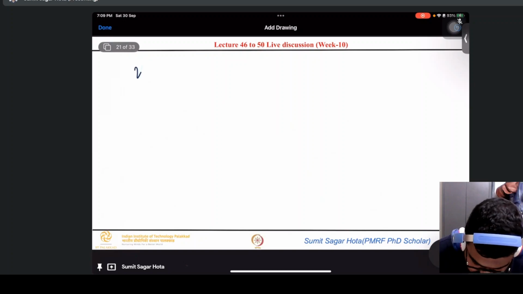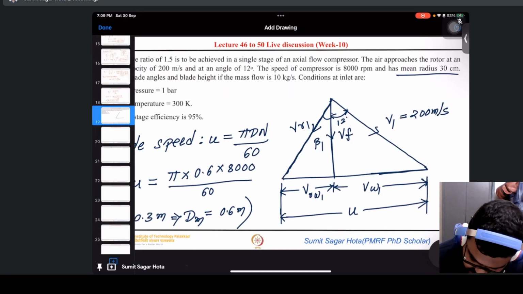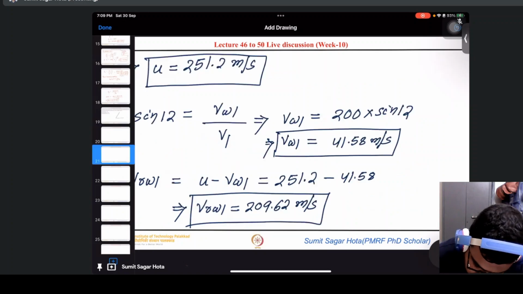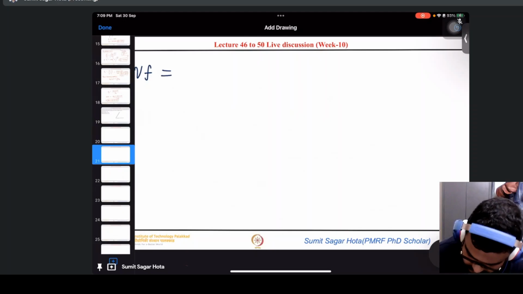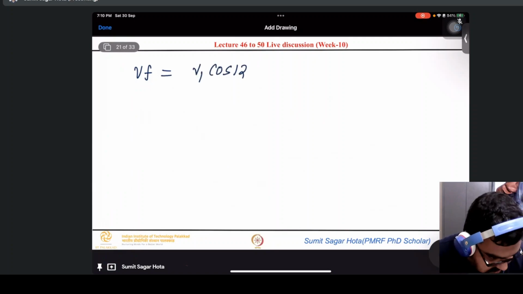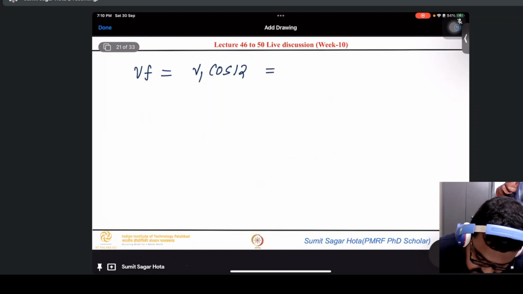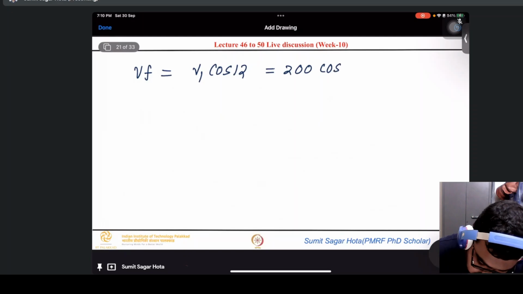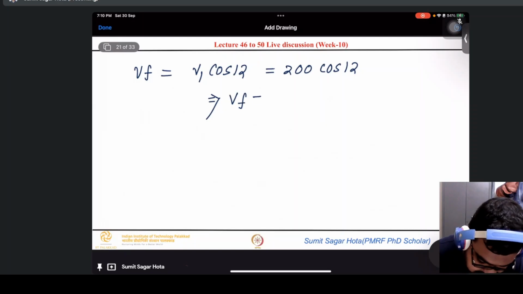What is BF? BF from the triangle. BF equal to B1 into cos 12. B1 is 200 cos 12. Then what is your BF? 195.63 meter per second.